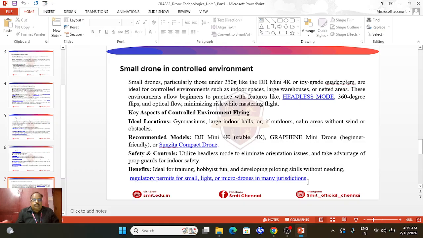Another recommended model is the Sunzita compact drone. For safety and control, utilize headless mode to eliminate orientation issues and take advantage of propeller guards for indoor safety. Regarding benefits, small drones in controlled environments are ideal for training, hobbyist fun, and developing piloting skills. And we have regulatory permits for small, light, and micro drones in many jurisdictions.